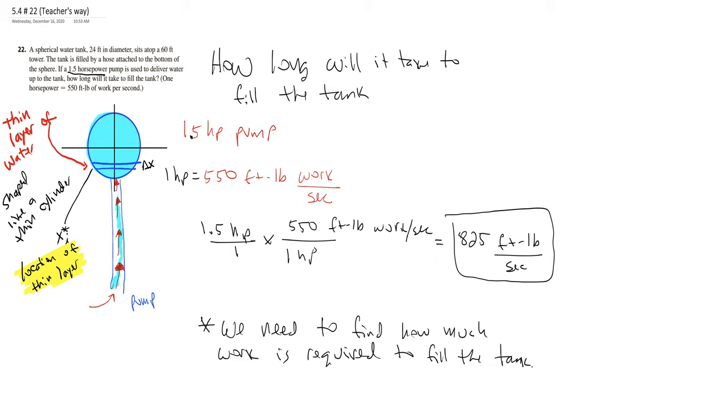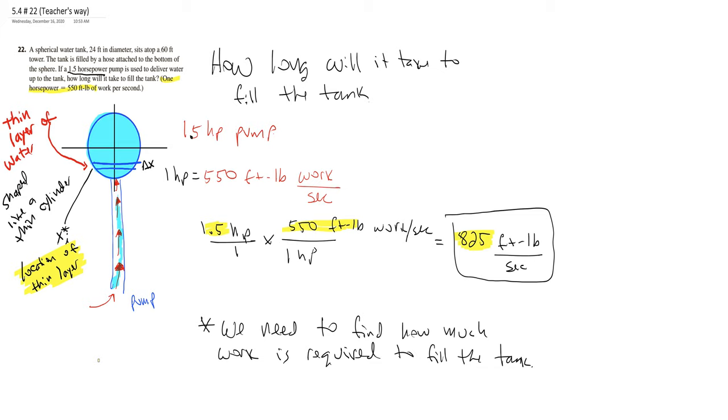And then you have this conversion that one horsepower is equal to 550 foot-pounds per second. If you convert your 1.5 horsepower into foot-pounds, I said torque, but of work per second, it comes out to 825. Make sure you have that number. That's an important number for the end. So 825 foot-pounds per second. Got that?